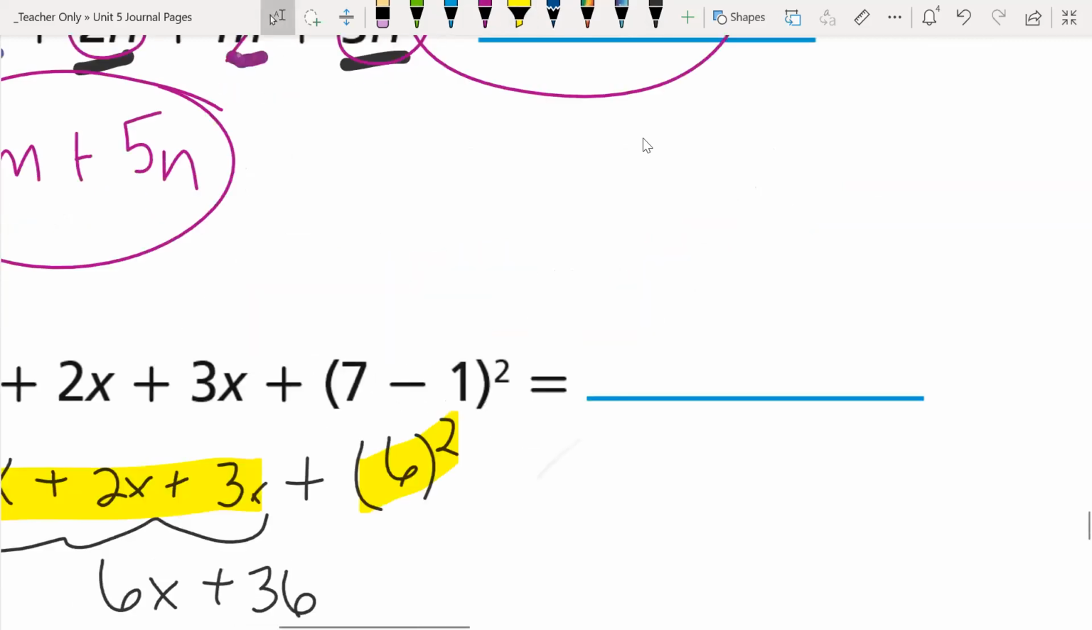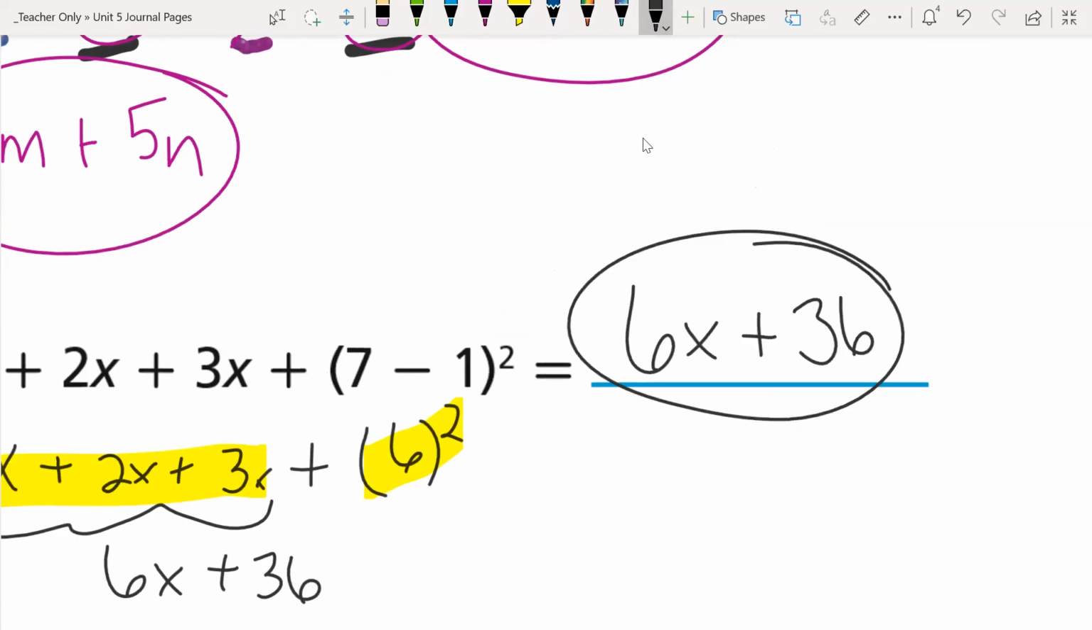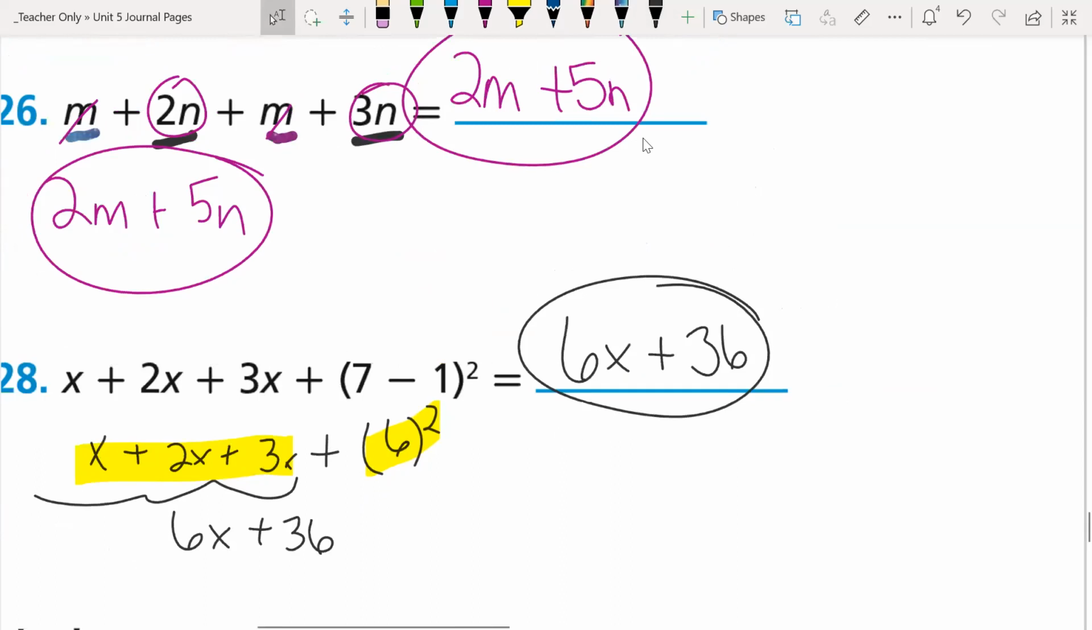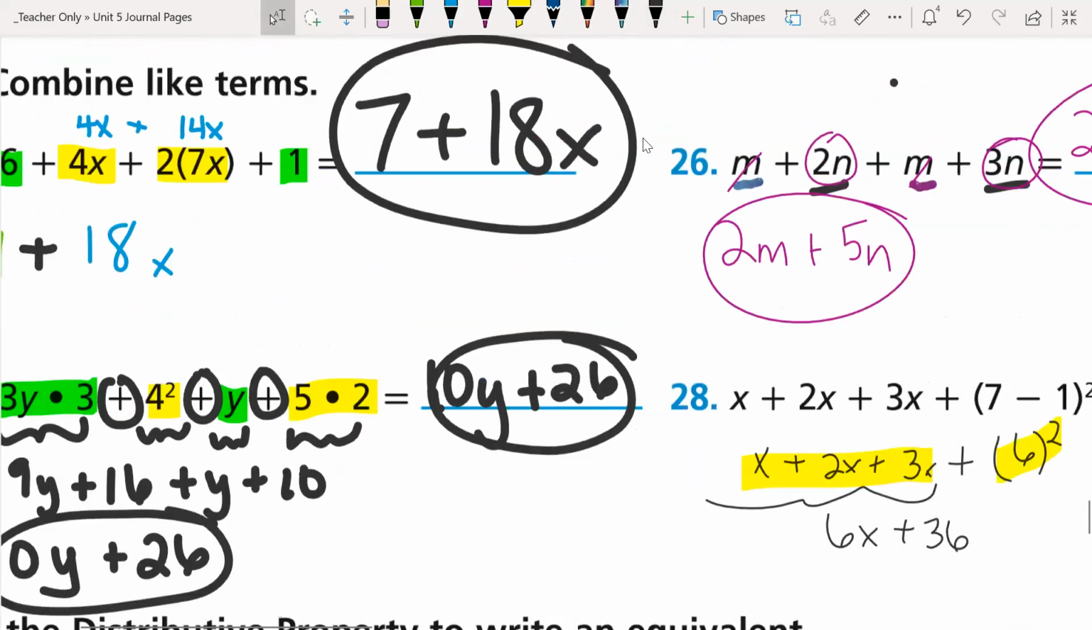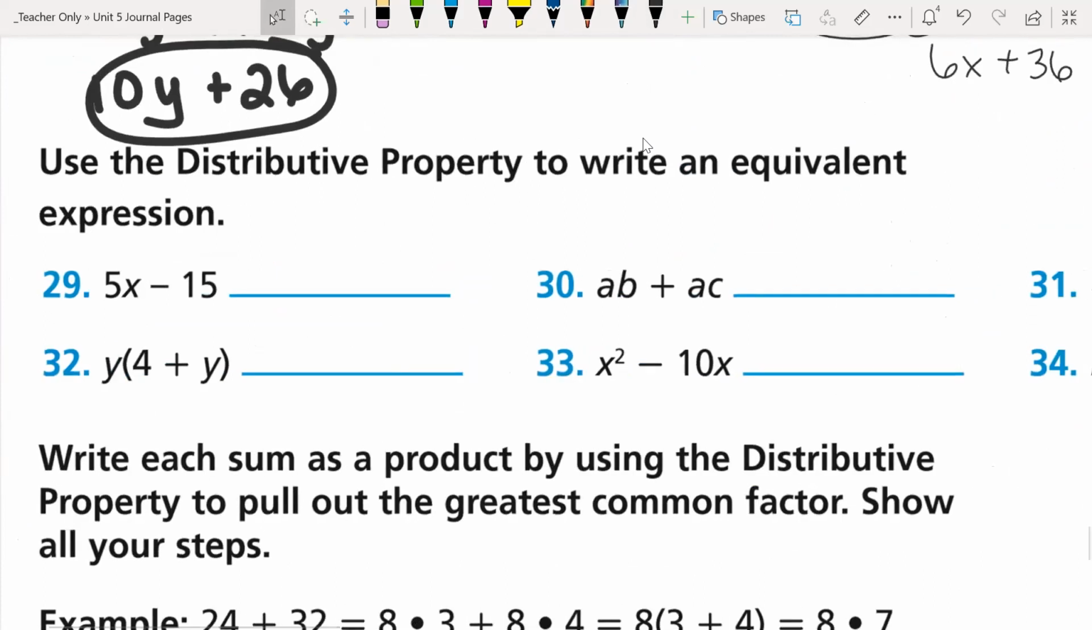So just keep that in mind. So let's rewrite our answer. Our answer is 6x plus 36. Let's circle my answer. Okay. Let's move on to number 29. It's asking us to use the distributive property to write an equivalent expression. So this should be pretty simple because we just practiced this, right?